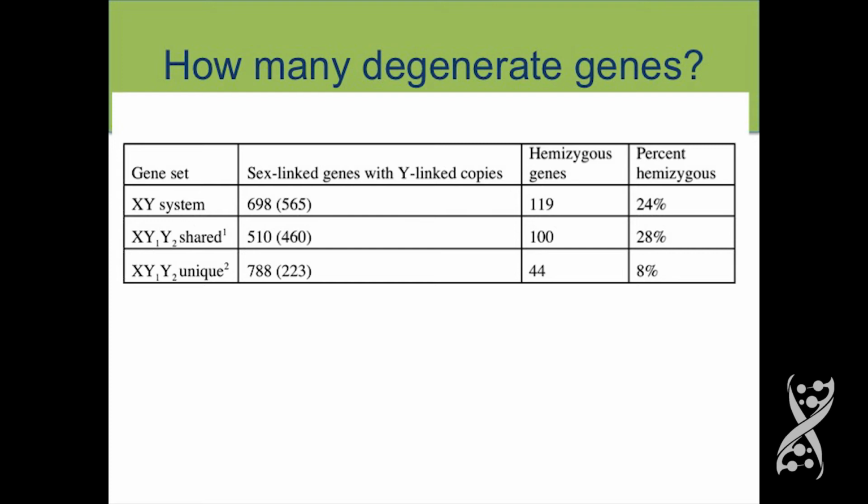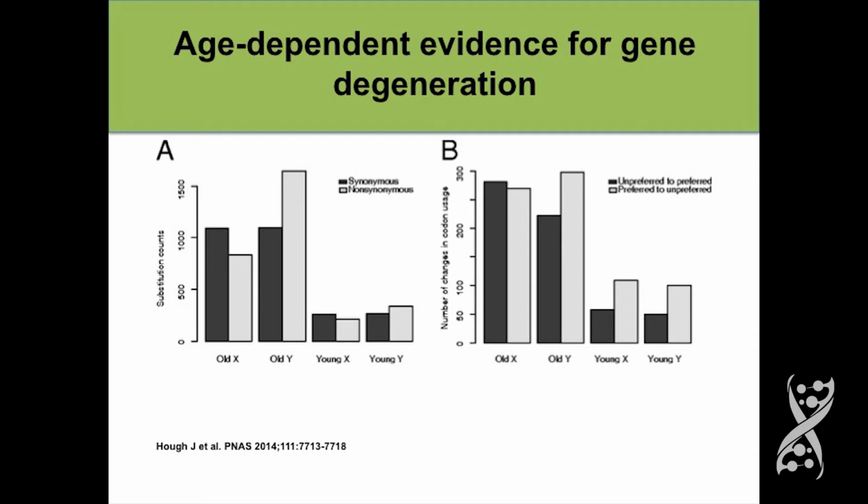Now, the XYY unique genes, these should be the very youngest, within the last 100,000 years of evolution. And already, we see a lower percentage of genes that show hemizygous patterns, but already there's signs of degenerative evolution there. About 8% of genes show degenerative evolution. In addition, we see a sort of age-dependent pattern of gene degeneration in terms of relaxed selection. So we see a strong signal of a large number of non-synonymous relative to synonymous changes on the old Y, and less of that pattern, but still more evidence of relaxed selection as well on the young Y.